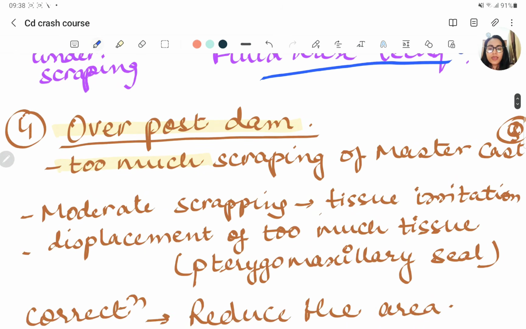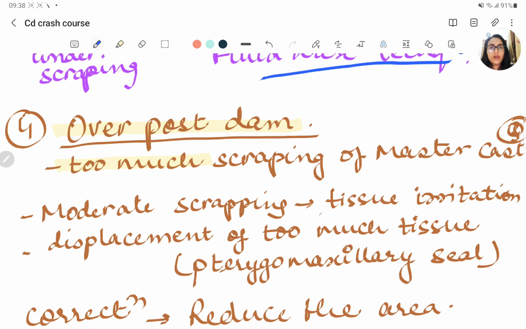Over post damming is when you have scraped the master cast too much. In that case, there is a very thick denture base present at the posterior area, so that is over post damming. So I hope that you have now understood under extension and under post damming.